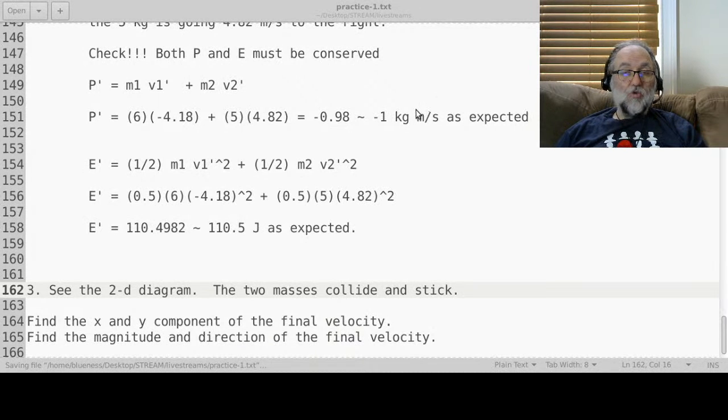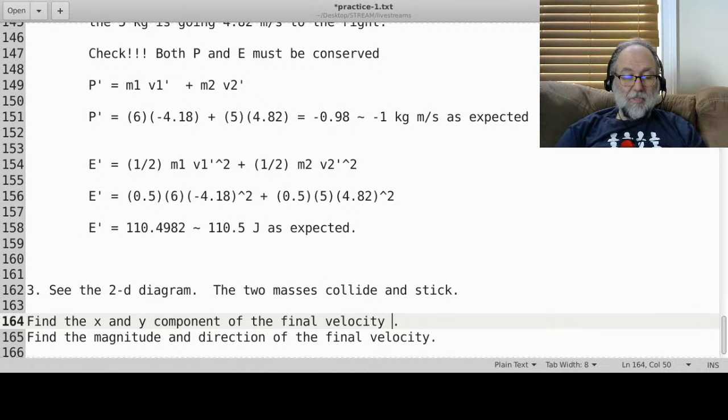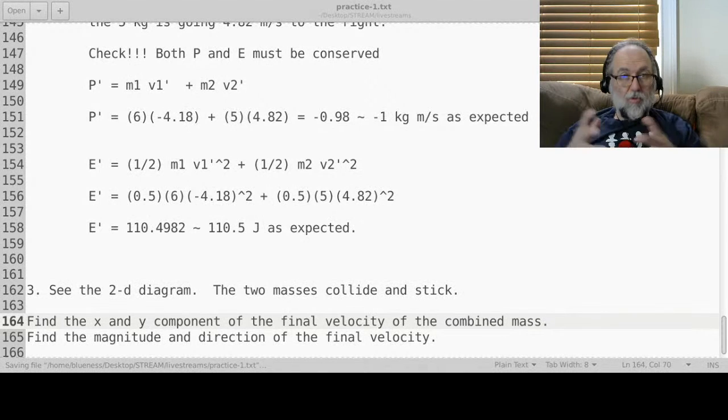So we've got one of these situations where I have a couple of masses that are coming together in 2D. They collide and they stick. I want you to find the x and y component of the final velocity, I guess I should say of the combined mass. Because you might say, well, which mass? Well, it doesn't matter, because they're both stuck together. And find the magnitude and direction of the final velocity.